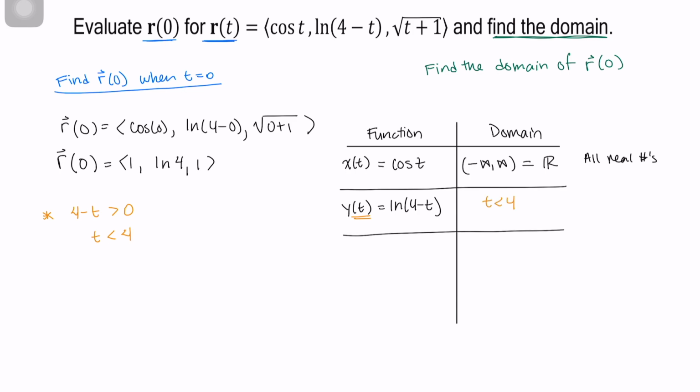Now finally, let's go ahead and look at the domain of the function which provides our z-coordinate, which is the square root of t plus 1. And I'll go ahead and do a little bit of side work here as well. So for a square root, or any even root, we need whatever's inside of it to be greater than or equal to 0. So t plus 1 greater than or equal to 0. This occurs when t is larger than or equal to negative 1.